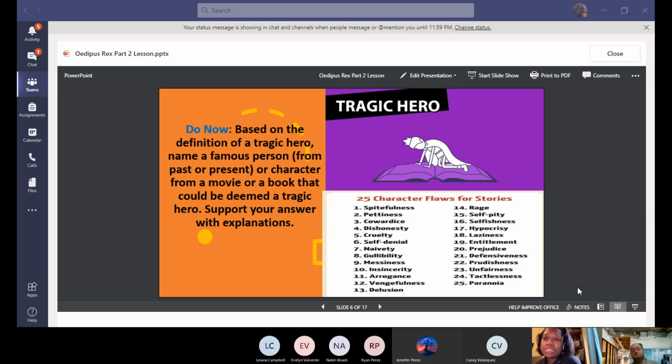Do you believe they were tragic heroes? If you do believe it, explain why. I think Whitney Houston was a tragic hero. And why? Because she did have a good career. She was very well known, but she decided to do some things that led to her passing.